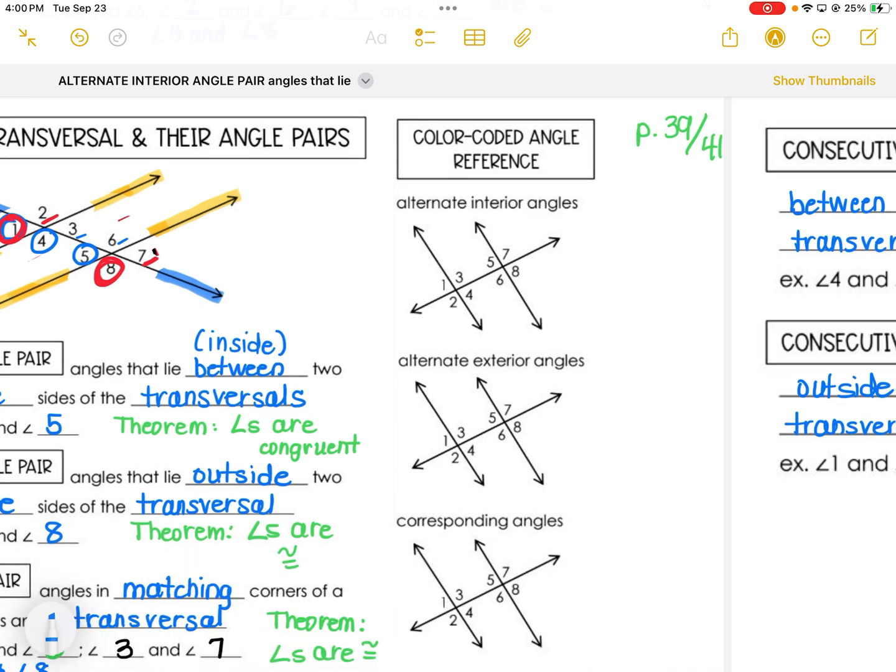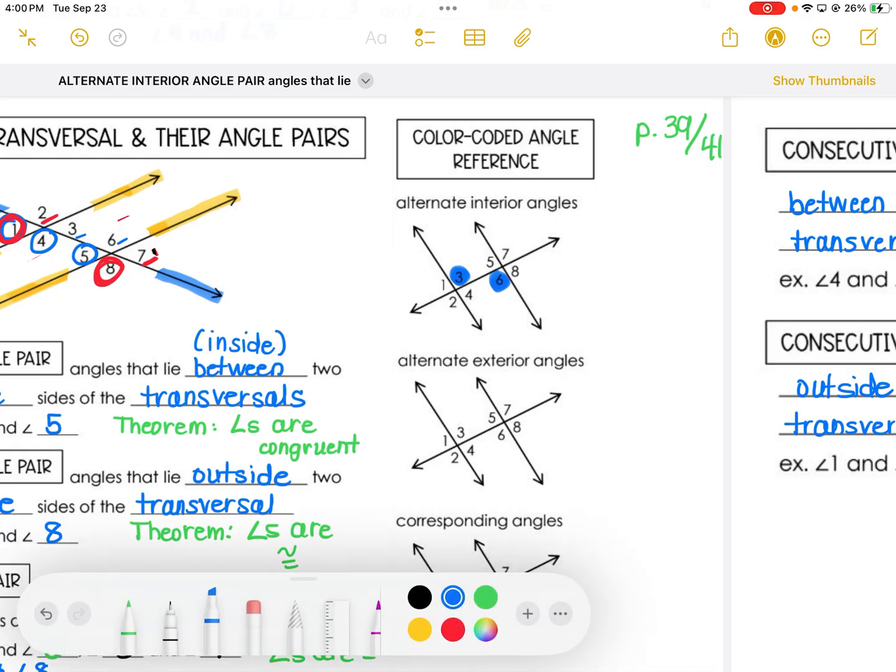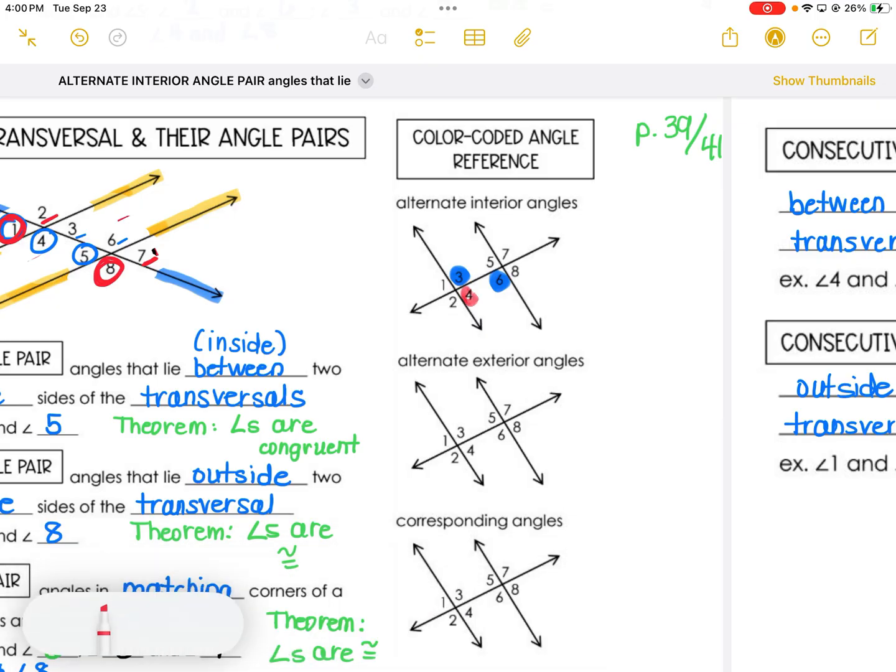So first set, alternate interior, okay? So interior angles, remember, are between our parallel lines. So if I highlight number 3, what is its alternate interior pair? 3 and 6, they're both interior, but they're on the opposite sides of that transversal. And then the other pair would be 4 and 5, okay? Interior, but opposite sides of the transversal. Remember, those will be congruent.